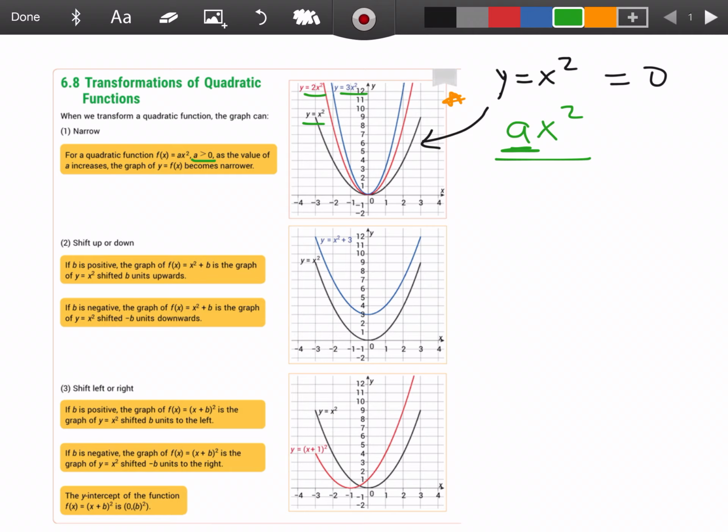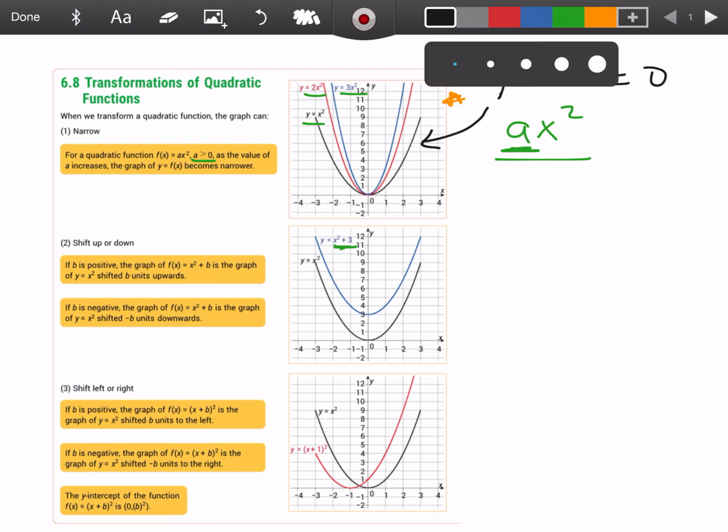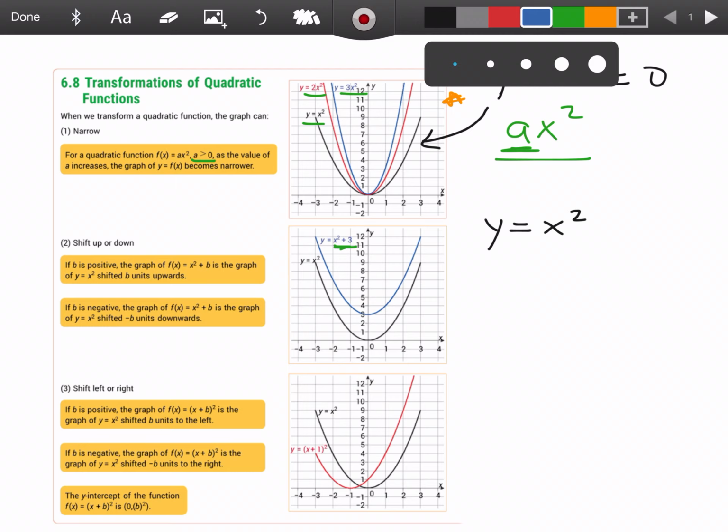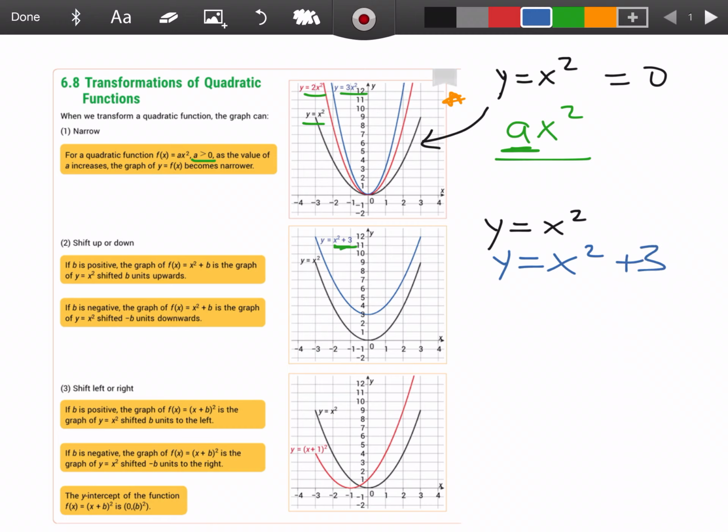When I add numbers to it, instead of changing the coefficient of the x squared, if I add a number to the x squared value, so you can see there, again, I've got y is equal to x squared as my basic one that we're looking at. In the blue one, I'm adding 3, because I have y is equal to x squared plus 3. All that's happened is that the graph has shifted upwards, and it's moved up by the amount that I've added.